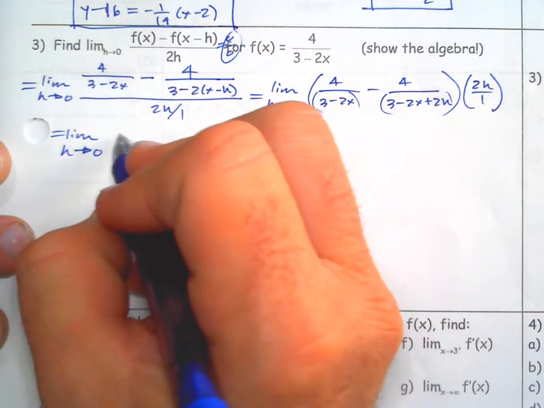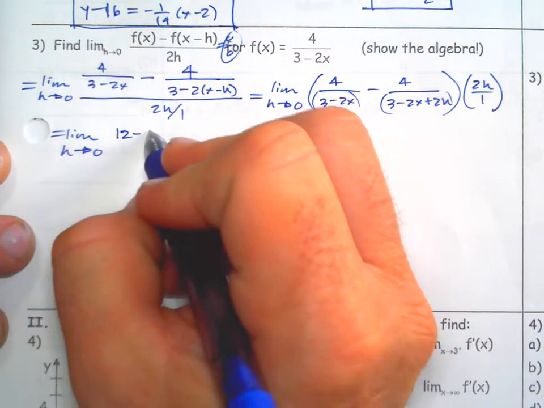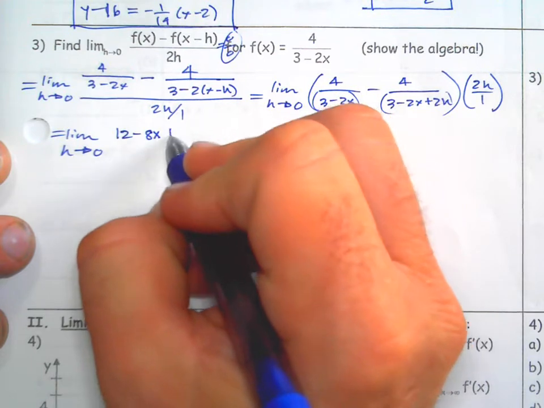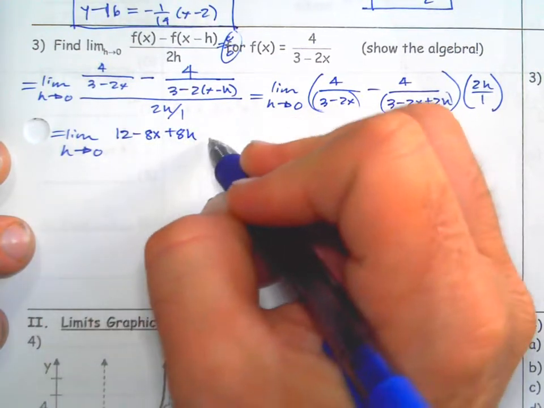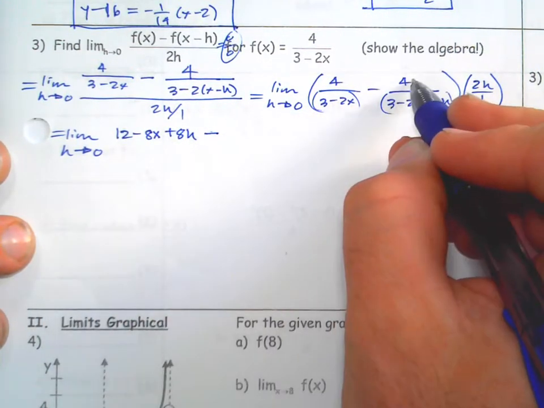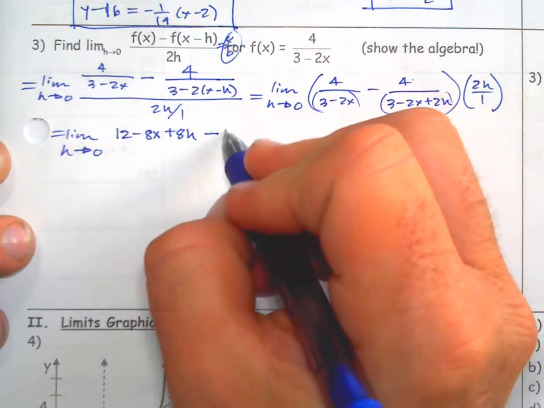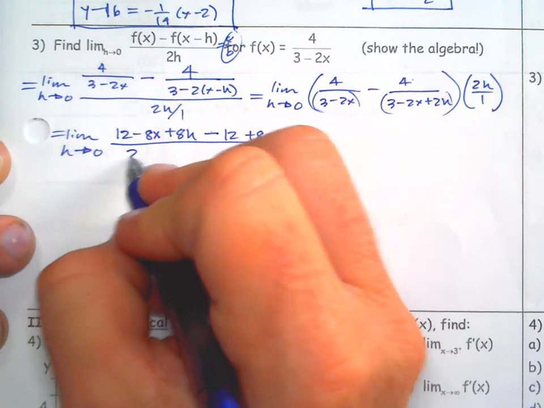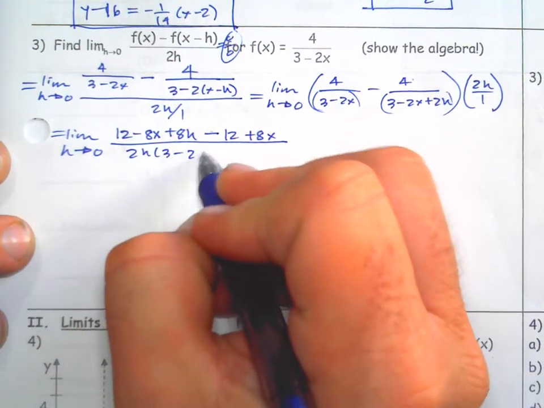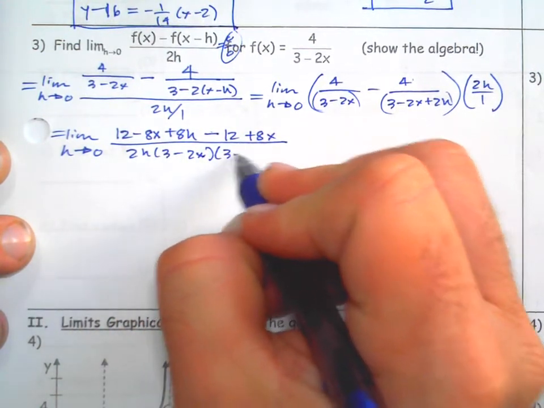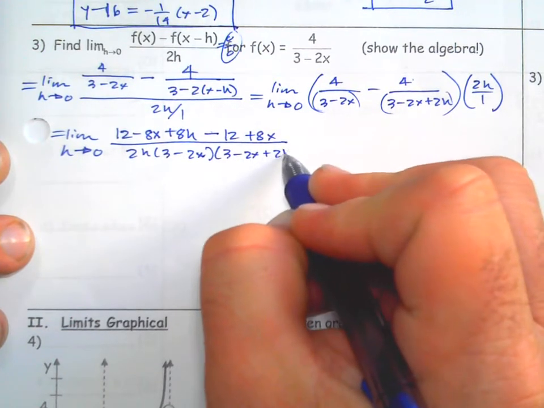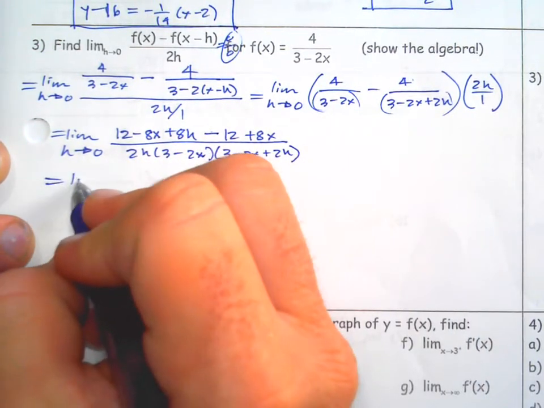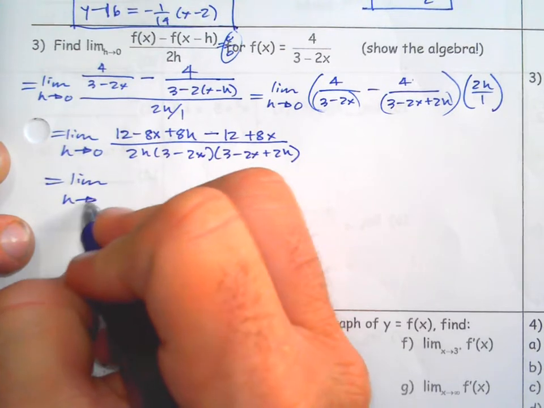And give them least common denominator. So it's going to be 12 minus 8x plus 8h minus 4 times 3 minus 2x, all over 2h, with 12 plus 8x over 3 minus 2x plus 2h. Let's clean it up. Combine like terms on the top.